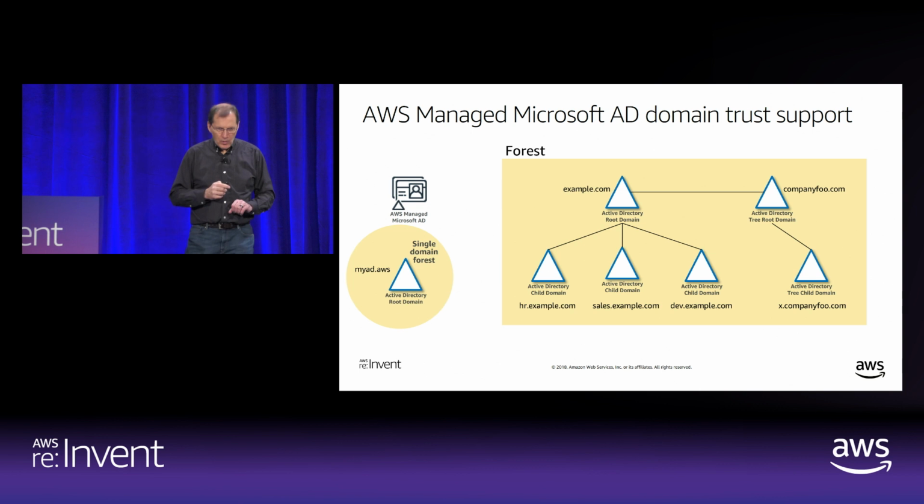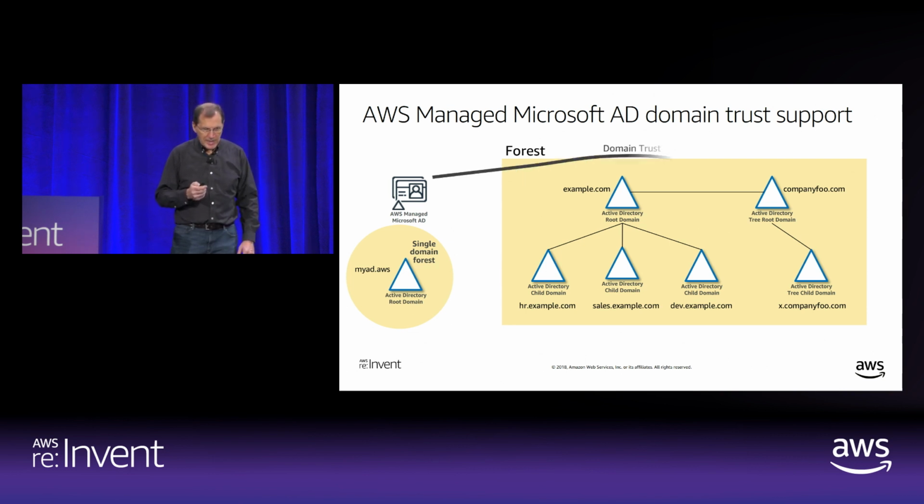So what happens if I want to get over to the child or the tree domain? I need to either do name suffix routing, or I have to have an external domain trust. Those are the only two options. It turns out that the administration of both of those are pretty much the same. From a human interaction perspective, there's not a lot of difference. So what we recently added to the system, beyond forest trusts, is we allowed for external domain trusts.